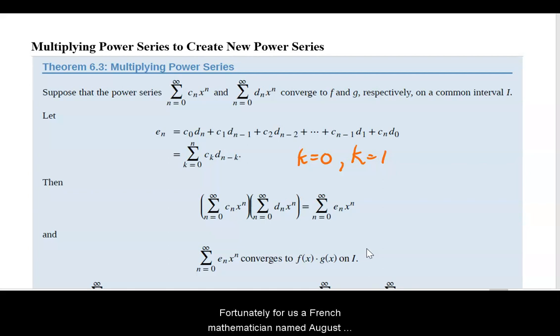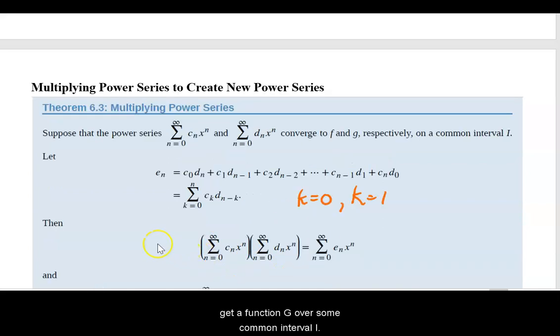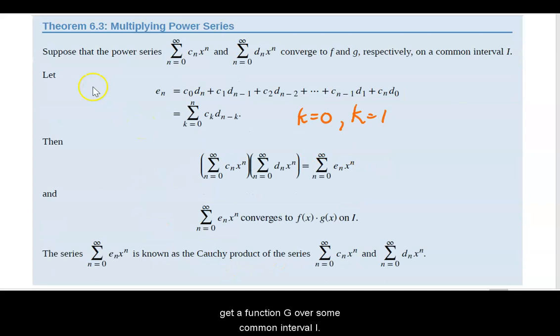Fortunately for us, a French mathematician named Augustin Cauchy did this for us. Two basic power series centered at 0, one converging to a function f and the other converging to a function g over some common interval I, as given here in the blue box on the screen, can be multiplied together to get another convergent power series that will converge on the same interval of convergence as they have in common, and will converge to the product of what they individually converge to.